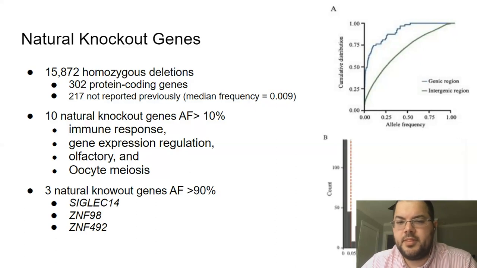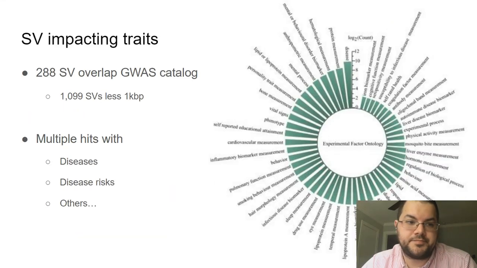And then highly relevant and interesting, this is why I'm highlighting them here, are the three natural knockout genes that we found with an allele frequency of actually 90% or higher in our catalog of structural variants across these almost 1,000 Han Chinese genomes. And this includes the genes CYCLIN-14, CNF-98, and CNF-492, which are highly marked out in our catalog.